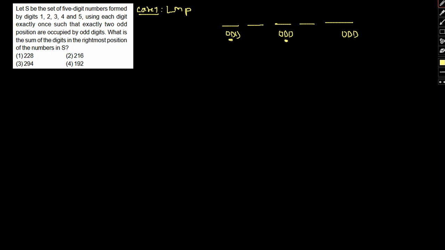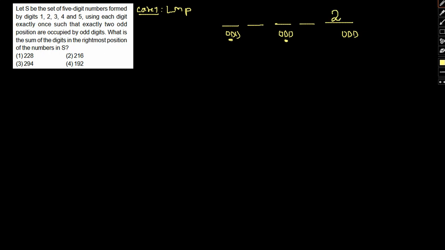Now here we have the numbers 1, 2, 3, 4 and 5 to be filled in these blocks, and 1, 3 and 5 are to be filled in the odd positions. The other two places can be filled by the even numbers, so 2 and 4 we can fill in those. Now let us simply count how many such numbers are there with 2 as the unit digit. Let me do one thing: we will fix, say, the number 2 in here.